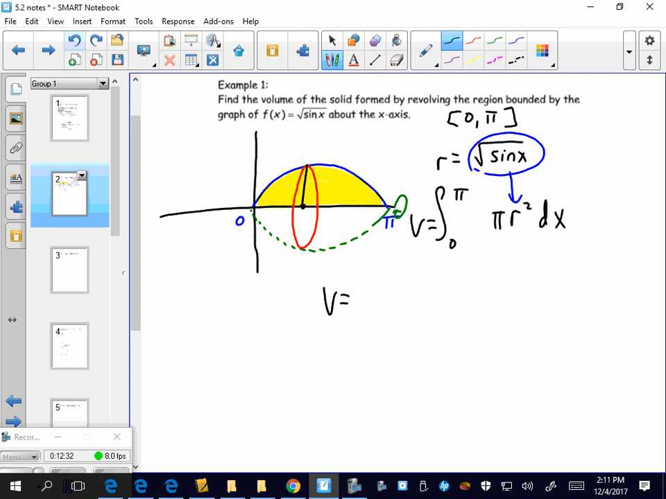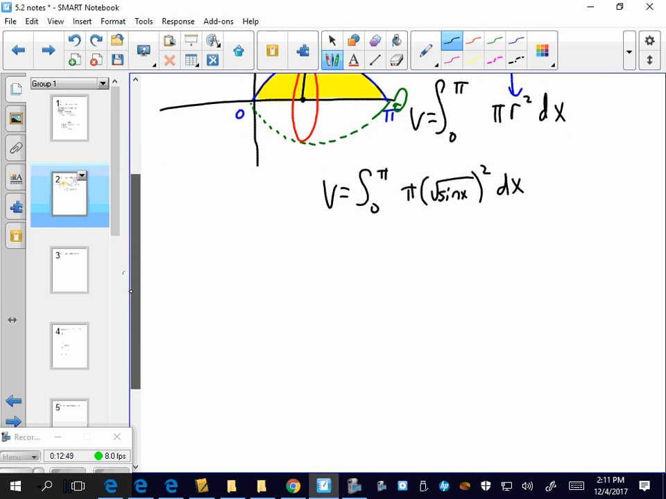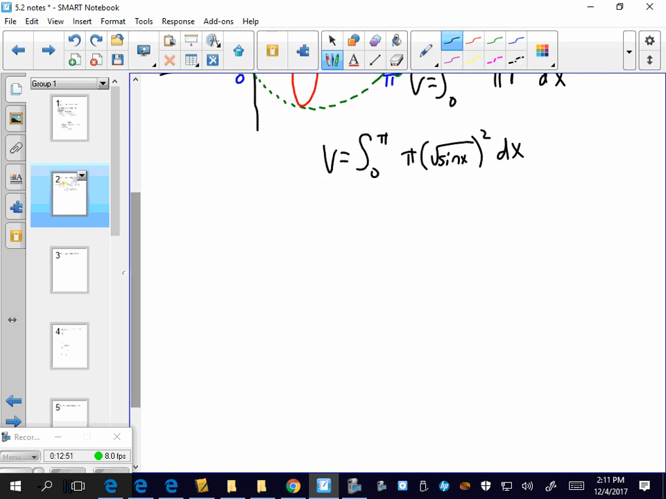So the volume is going to be the integral from 0 to pi of pi times the square root of sine of x, squared, dx. And here's where, like in the beginning, it showed on the first page, you can take the pi out front because pi is a constant. If I square the square root of sine of x, of course, it just becomes the sine of x. And then I can take an antiderivative and use the fundamental theorem part 2 to figure this one out.